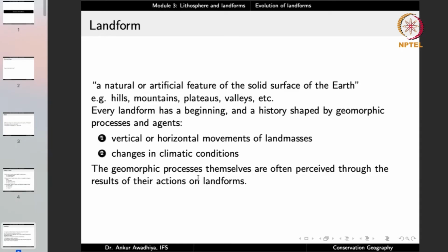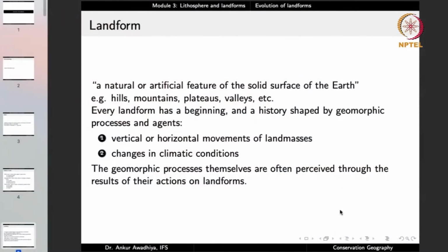Now, the geomorphic processes themselves are often perceived through the results of their actions on landforms. So how do we know that there is a particular geomorphic process that is happening? By looking at the landform. So if you find a hill that has been heavily eroded, in that case, you can ask the question, okay, what led to this erosion? And the answers will tell you that probably it was water, probably it was wind. And so wind and water acted as geomorphic agents.